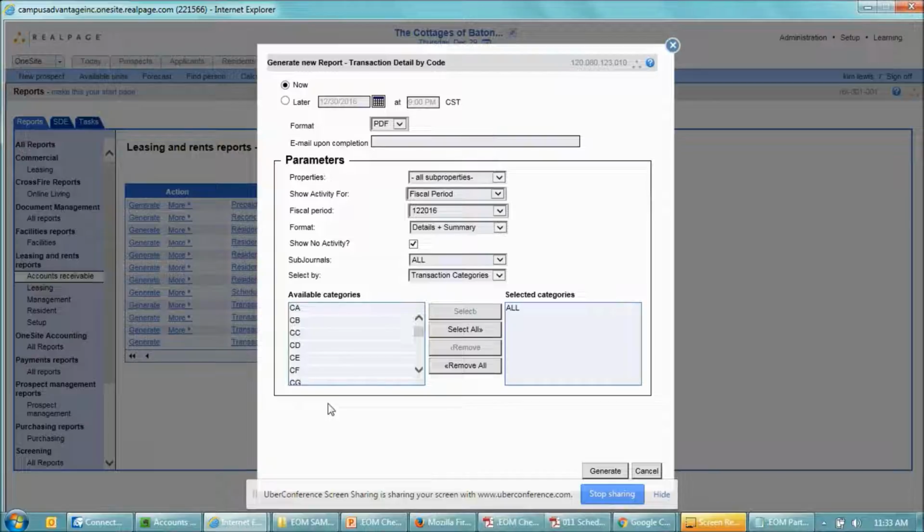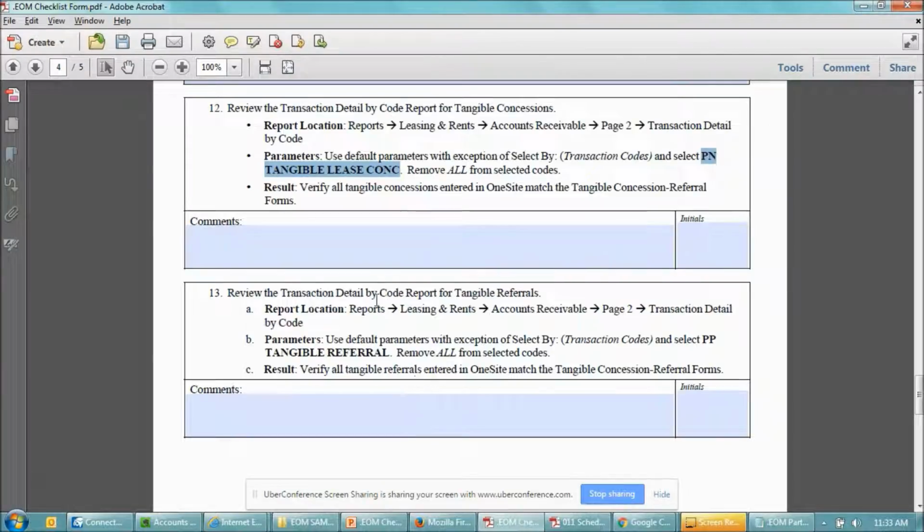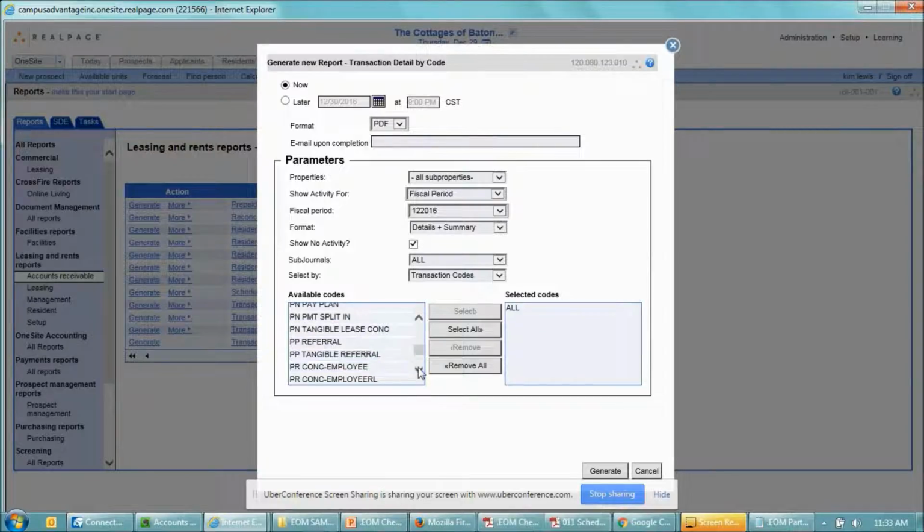where are the codes? They're hidden. It's very silly. You have to do the select by and change the transaction categories to transaction codes. Scroll down, down, down until you find PN. I forgot. Tangible lease concession, which is PN tangible lease concession. Click it and hit select to move it to the selected codes area.